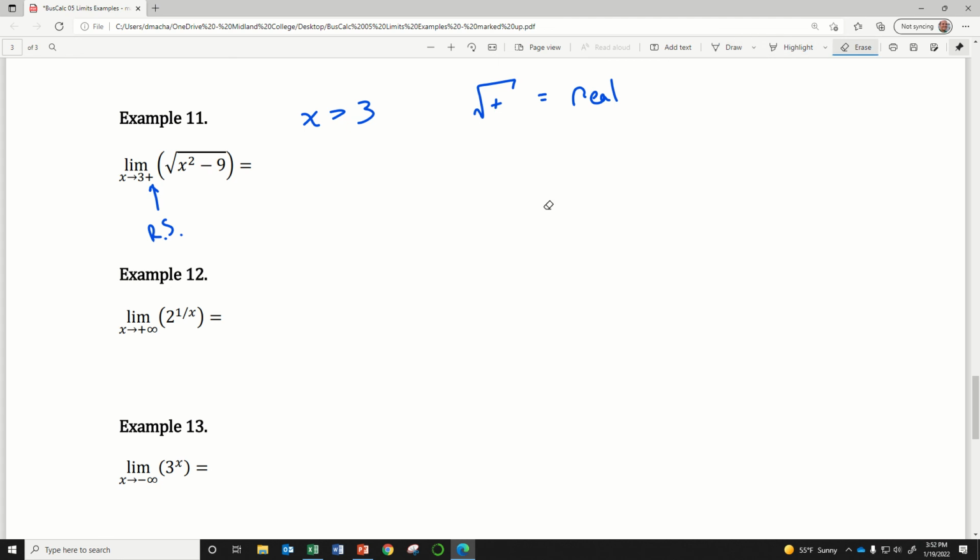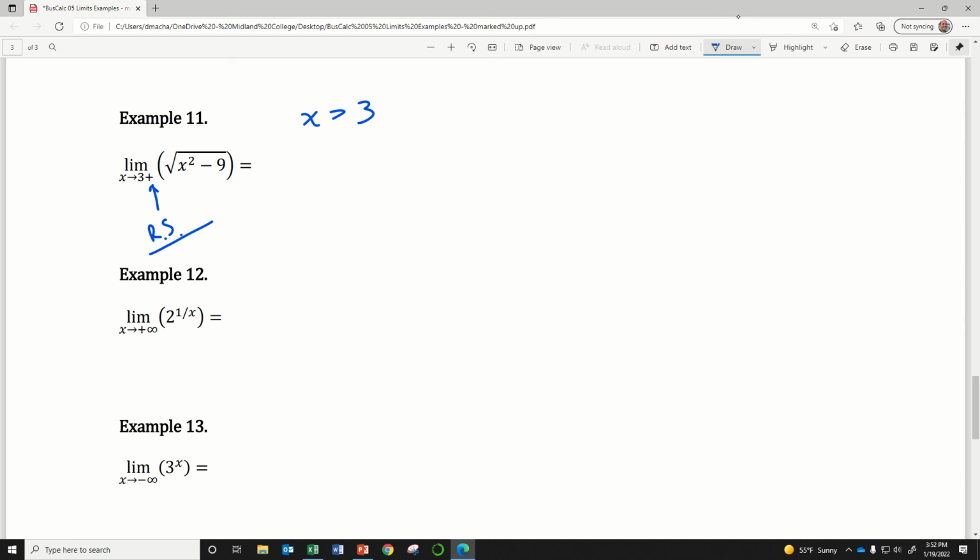What happens if you take the square root of a negative number? The square root of a negative number is an imaginary number. So we don't want to take the square root of a negative number if we want a real number output. And so we say specifically that this is a right-sided limit because if we came from the left side, all of the values we would be calculating would be imaginary as we were approaching 3. Okay. Now, how do we evaluate this then?